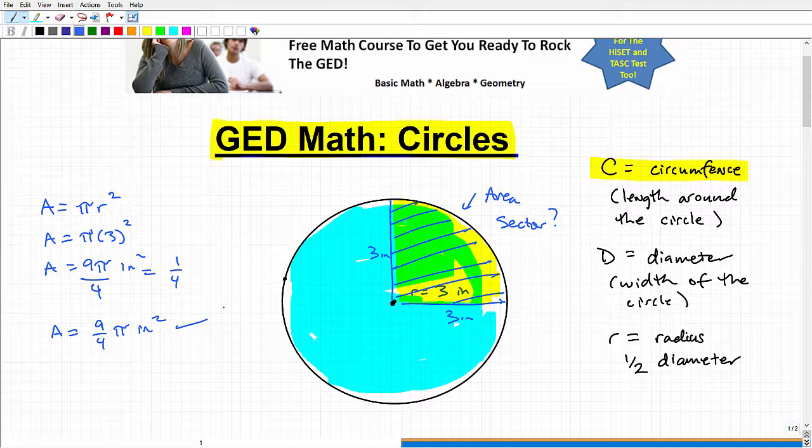So a little bit of a bonus problem there. But again, if you understand all of this and think, oh okay, I get that, then you probably have a good majority of what you're going to need to know in terms of circles on the GED.